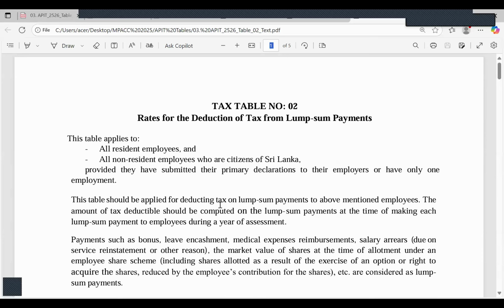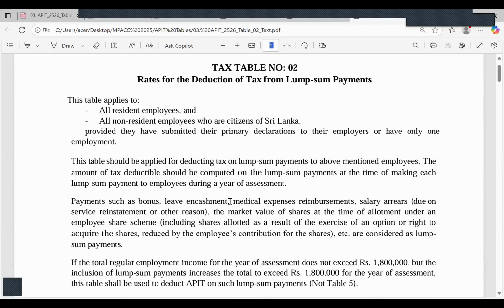මොකද table 1 apply කරොත් එයාට අසාධාරණයක් වෙනවා. හැම මාසෙම ඒක අඩු කරන විදිහට තමයි හැදිලා තියෙන්නේ. එතකොට යාට ඒක අසාධාරණයක් වෙනවා. So because of that we have to apply table 2 for the deduction of APIT on lump sum payment.